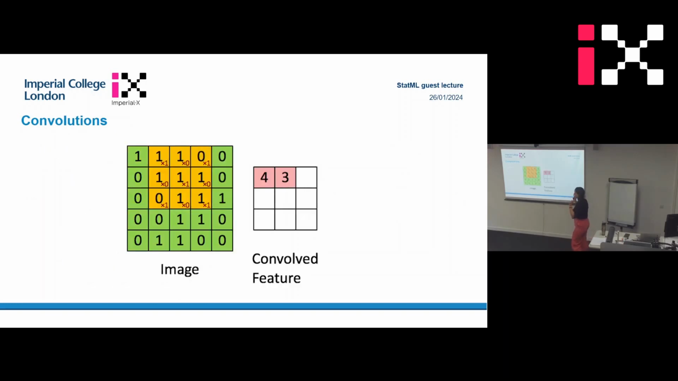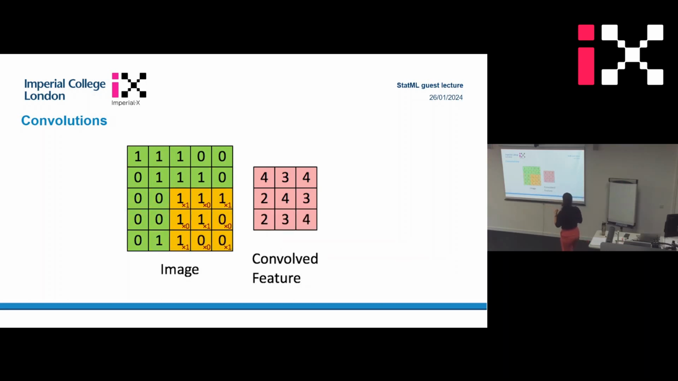I think everyone knows here what a convolution is, but just in case, the basic idea is that, for example, you have a 3x3 filter, and you move it along until you have gone through the whole image, and you multiply each of the values of the filter by the pixels in the image, and that gives you a convolved feature.